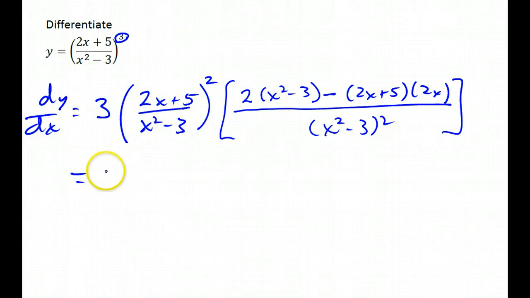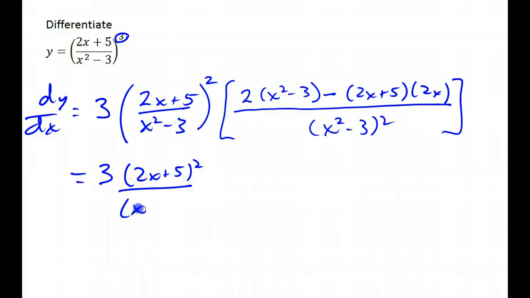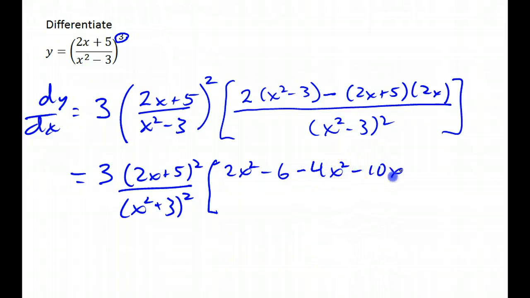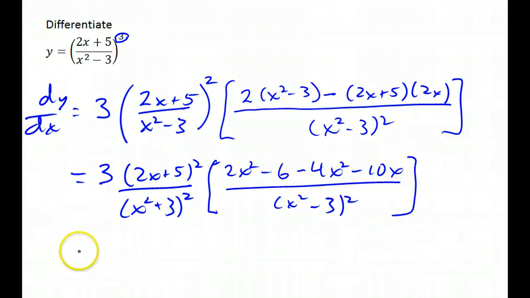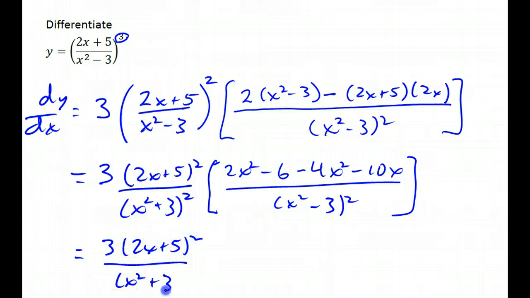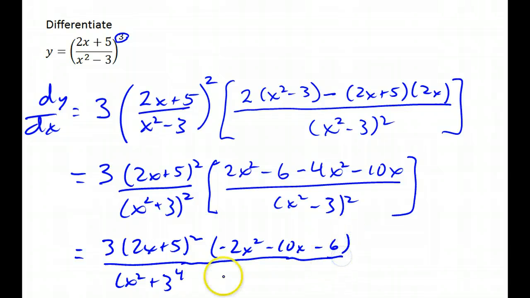The rest of this now is just cleaning things up. So I have 3 times (2x plus 5) squared over (x squared minus 3) squared, and it's going to be 2x squared minus 6 minus 4x squared minus 10x over (x squared minus 3) squared. And notice that I have an (x squared minus 3) squared and another one here, so I can write that as (x squared minus 3) to the fourth. And then on top I've got a 2x squared minus 4x squared and a minus 10x and a minus 6. And if you wanted to, you could factor out a negative 2, but you don't have to.